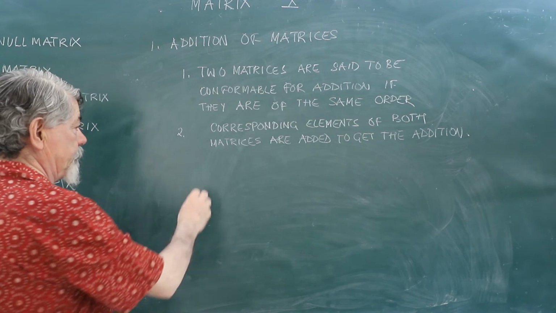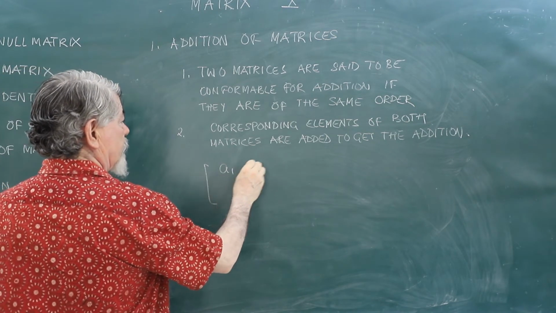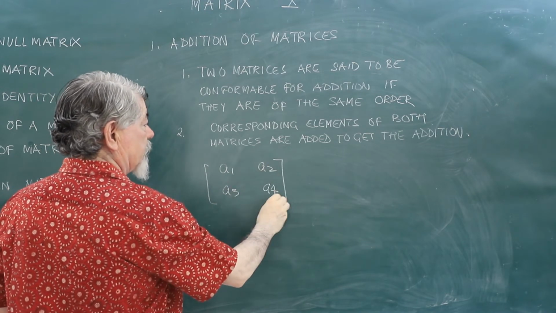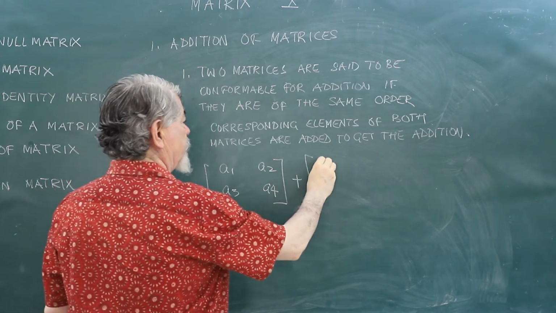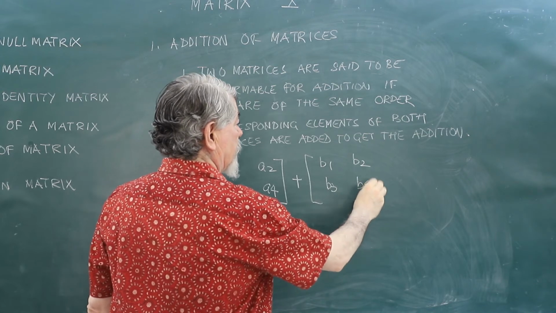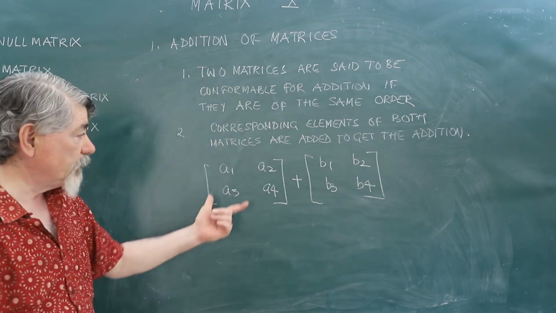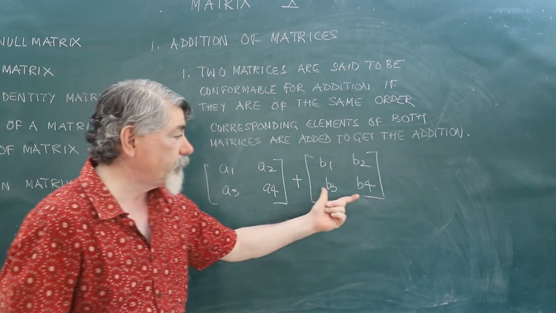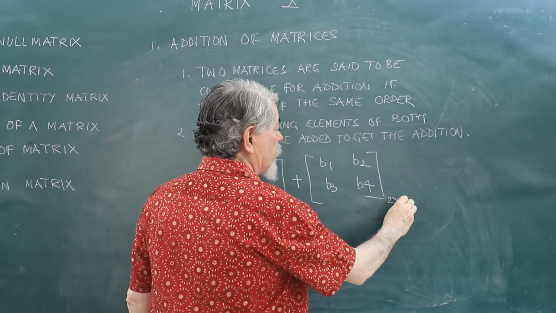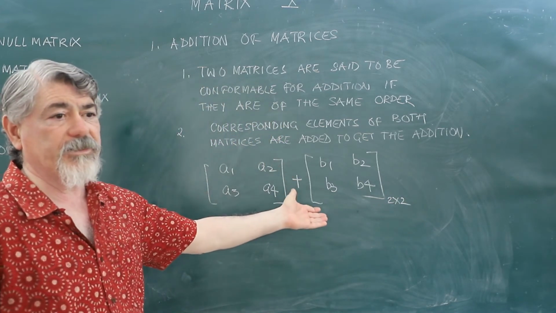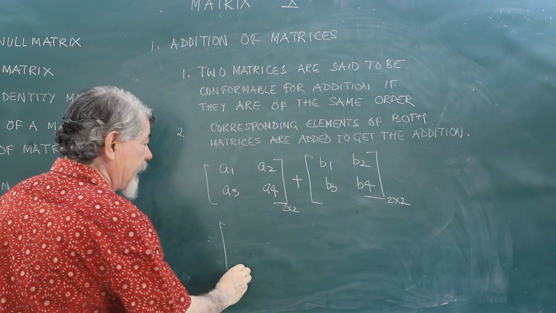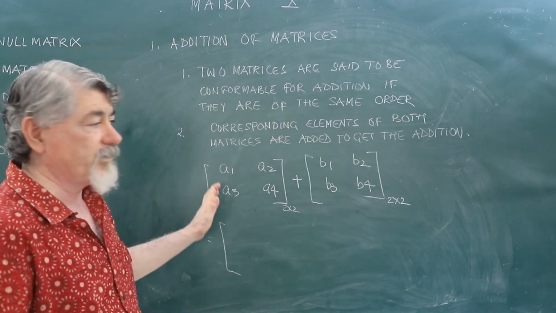For example, I have A1, A2, A3, A4, one matrix. If I add another matrix B1, B2, B3 and B4. These are conformable for addition because this is of the order 2 into 2, this is of the order 2 into 2, they can be added to each other. Both matrices are of the same order and they can be added to each other. They are said to be conformable for addition if they are of the same order.